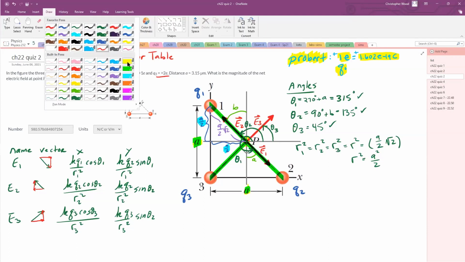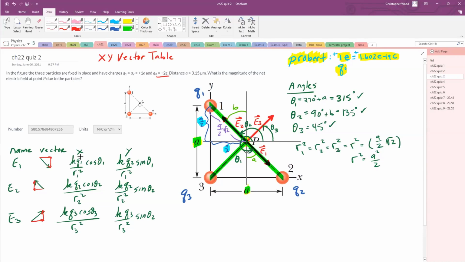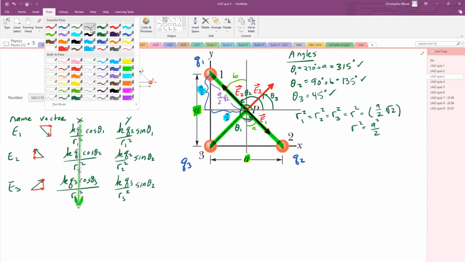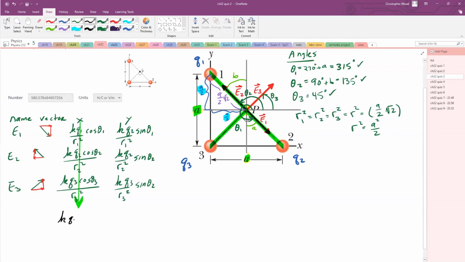And let's pull out some common factors. I'm going to take all of these X component vectors like that, add them all up, which looks like this. I have KQ1 cos theta 1 all over R1 squared plus, and I am taking the meticulous way, KQ2 cos theta 2 over R2 squared plus KQ3 cos theta 3 over R3 squared. So what is this? This is E net X, the net electric field in the X dimension.